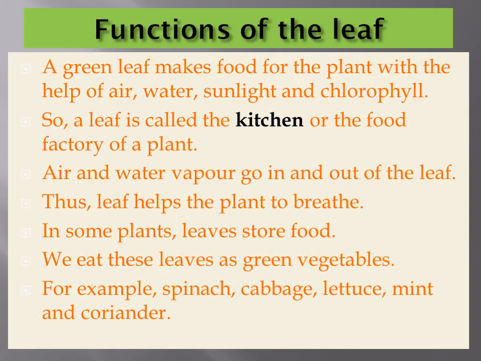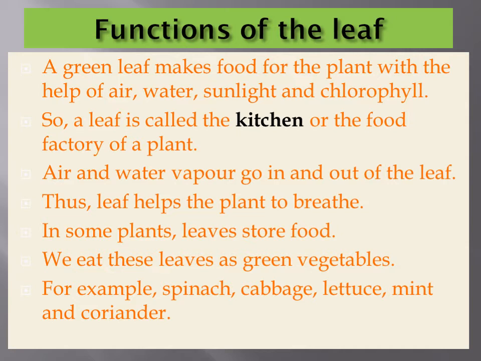Now let's learn the functions of the leaf. A green leaf makes food for the plant with the help of air, water, sunlight and chlorophyll. So, a leaf is called the kitchen or the food factory of a plant. Air and water vapor go in and out of the leaf. Thus, leaf helps the plant to breathe.